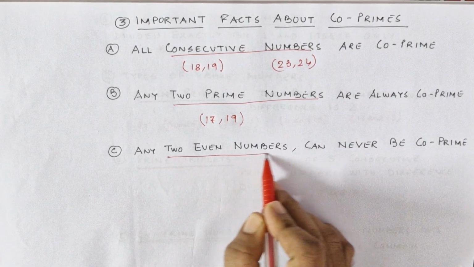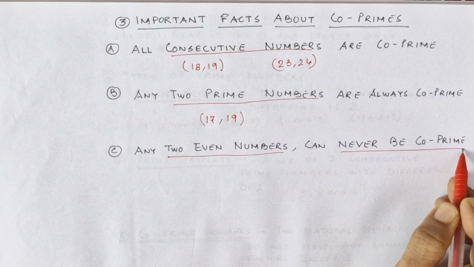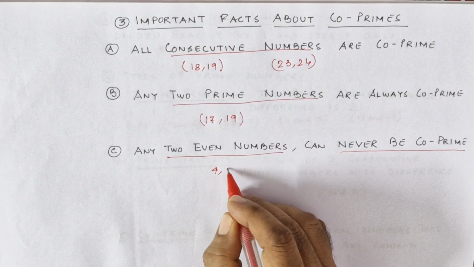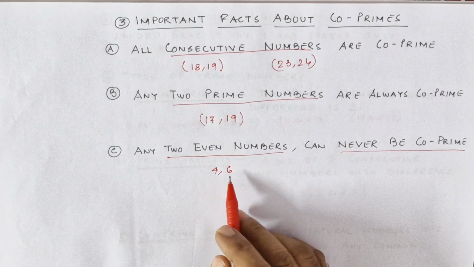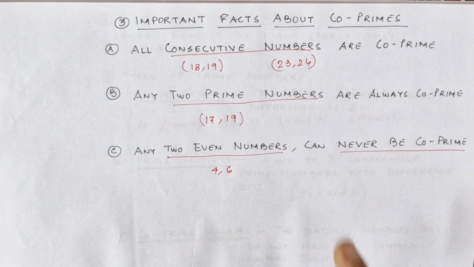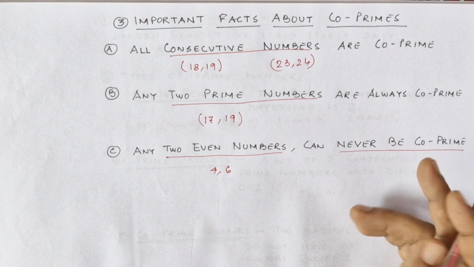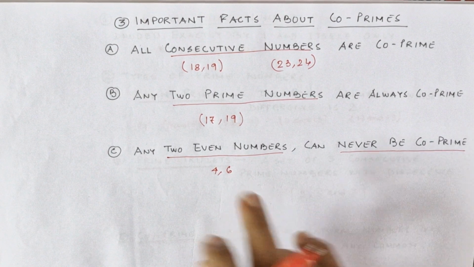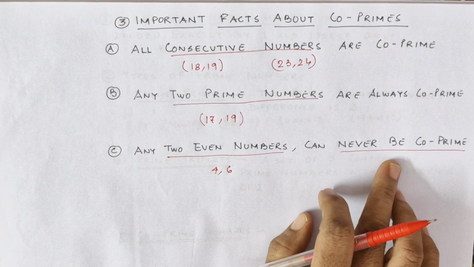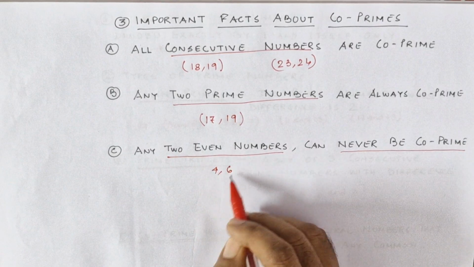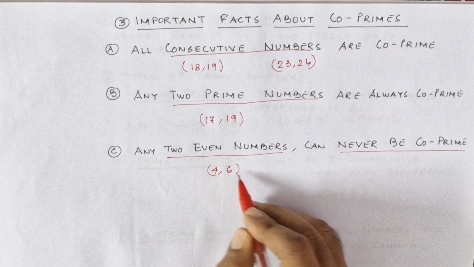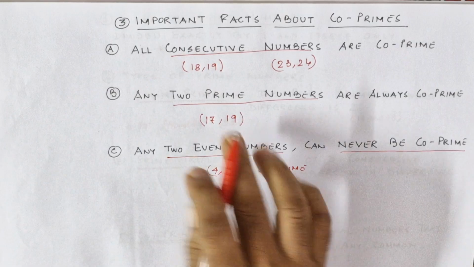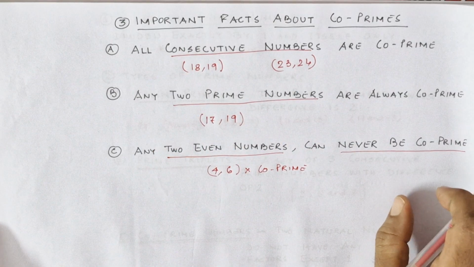Any two even numbers can never be co-prime. For example, let's say 4 and 6, right? So obviously it will have at least two factors common. So it will have either two or more than two factors common between them if they are a set of even numbers. So even numbers cannot be co-prime. Got it? So please students, remember this.